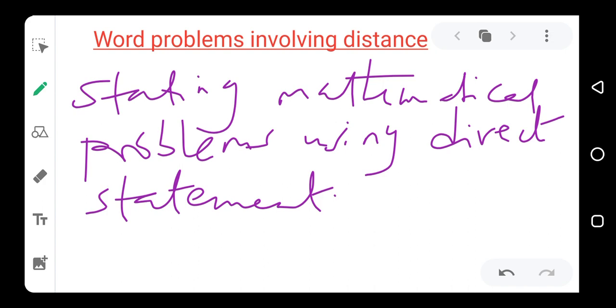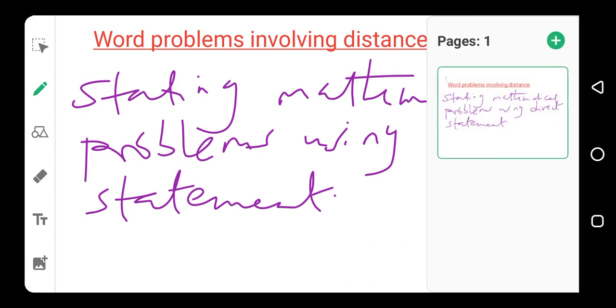Now we see how we can interpret word problems that involve distance and then solve the problem or the calculations. Now take for instance example 1.